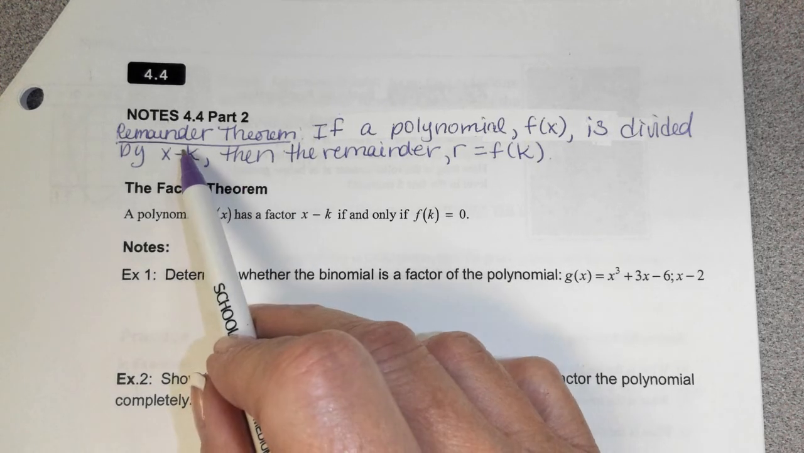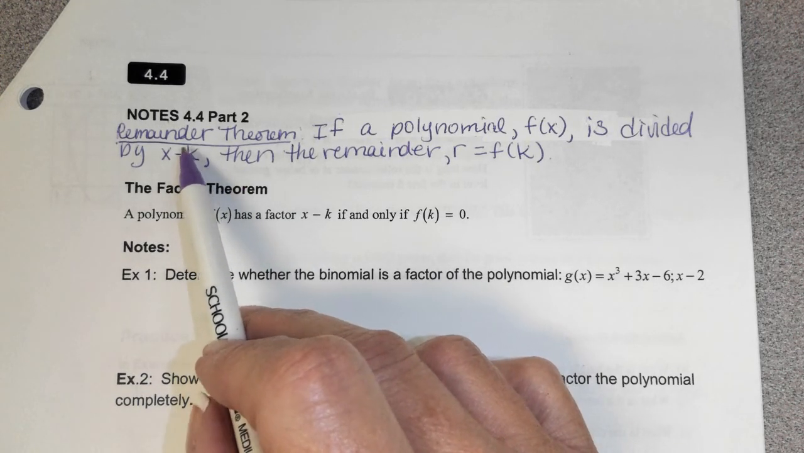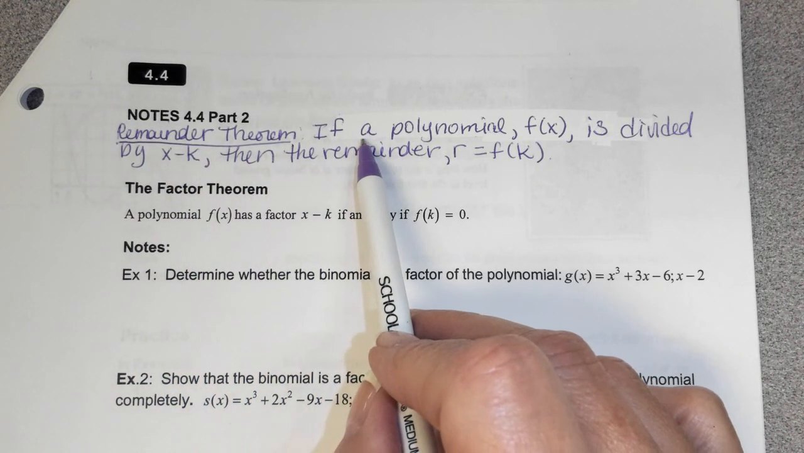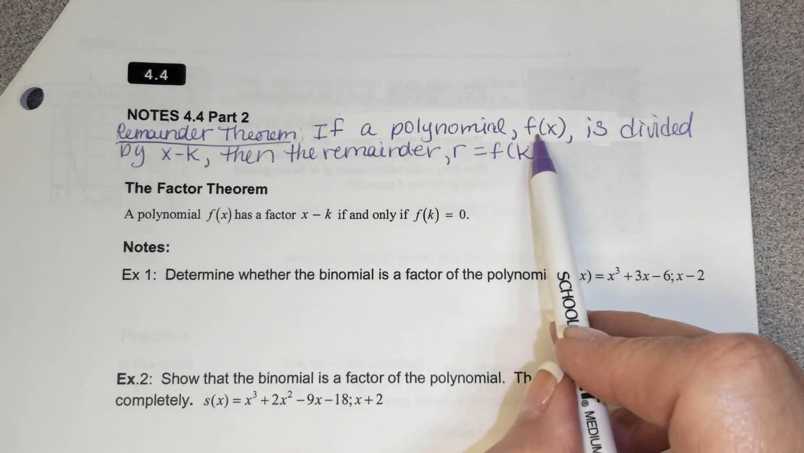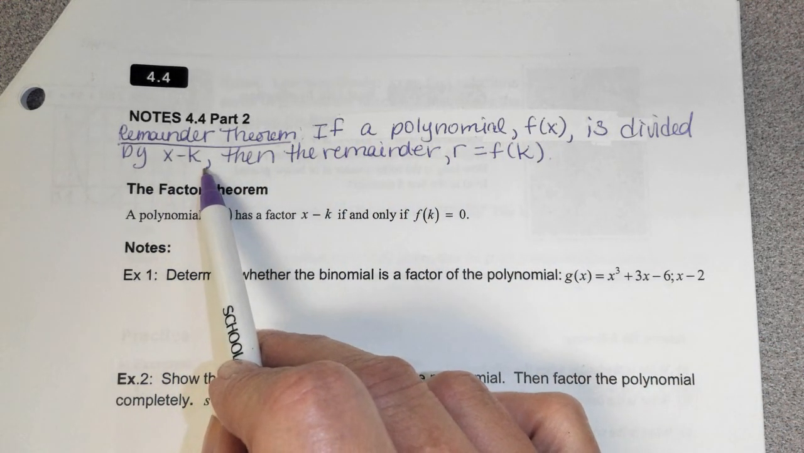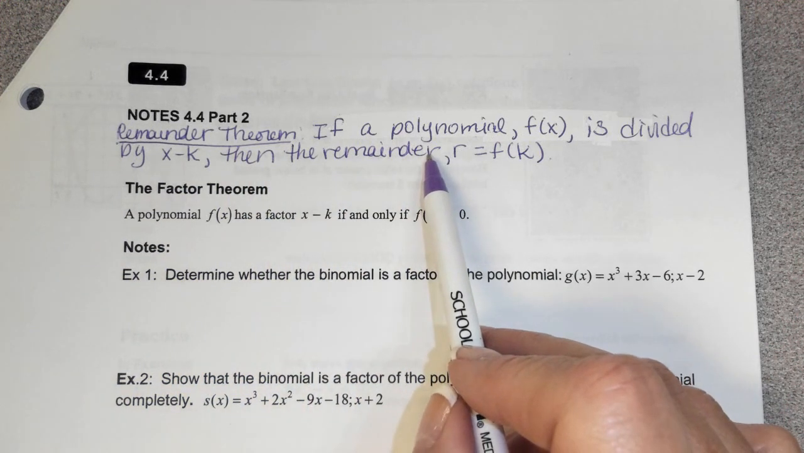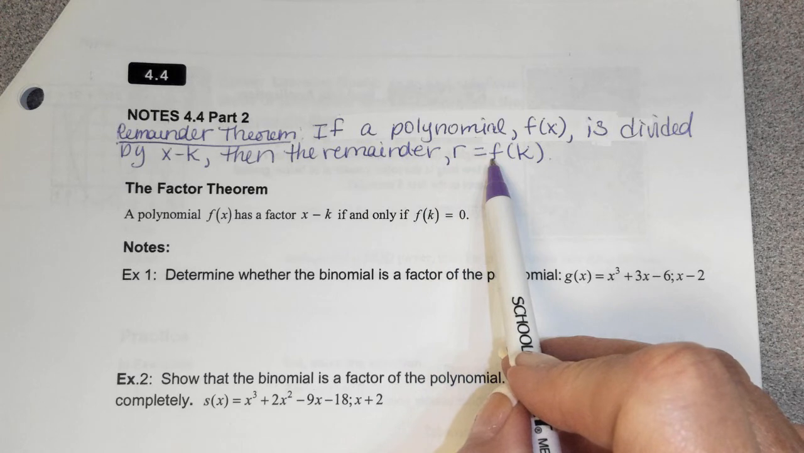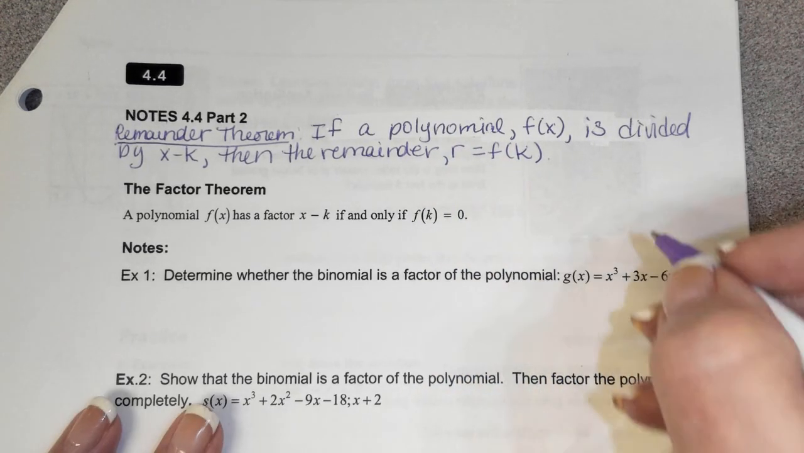A really helpful theorem to remember is the remainder theorem. The remainder theorem says that if a polynomial f of x is divided by x minus k, then whatever that remainder is, that's the same thing as if you were to plug in k to the function. All right, let me show you what we mean by that.